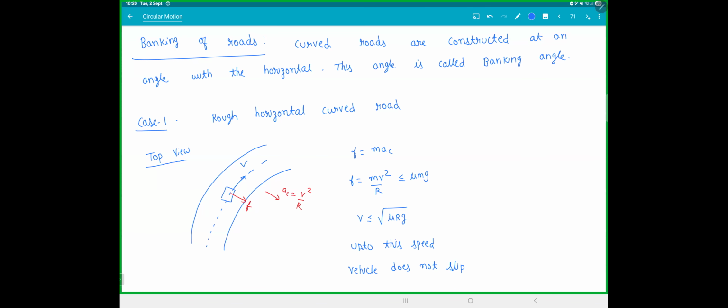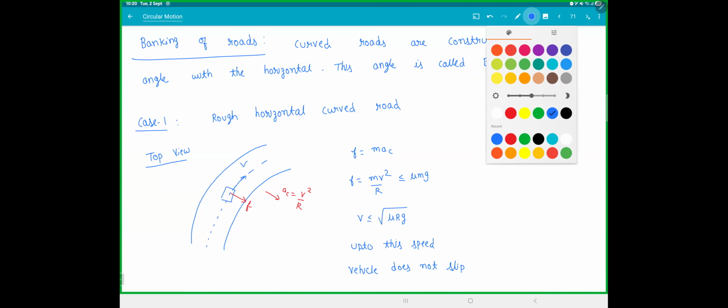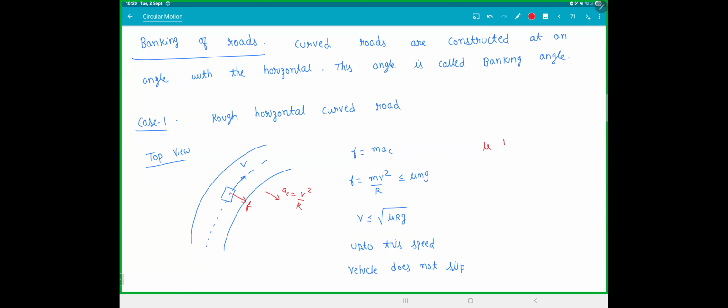Now, the problem with this is what? This friction mu depends on the condition of the vehicle and condition of the road. Imagine in the morning you're going to your office or to your classes. It is sunny and bright. The road is dry. In the evening when you're coming back on the same road, it started raining. The road has become smooth. Your car will slip. In the morning when you went at 50 kilometers per hour, you were safe. In the evening at 50 kilometers per hour, you slip.